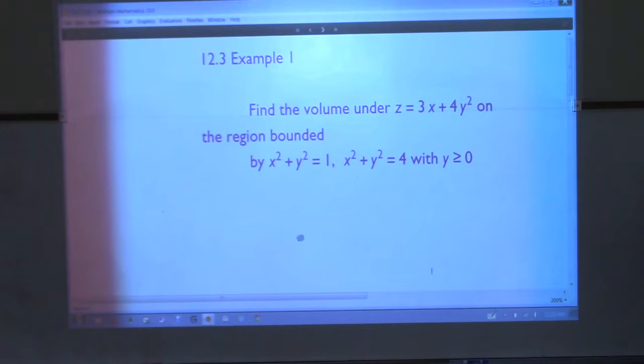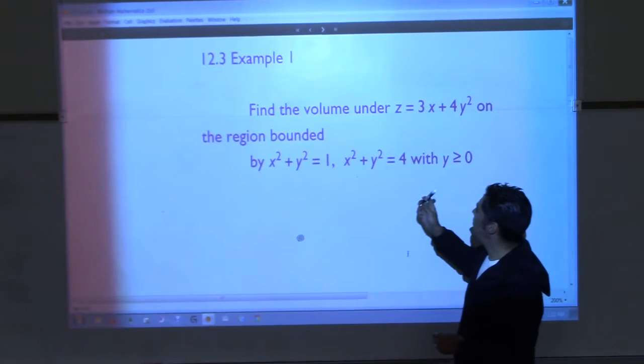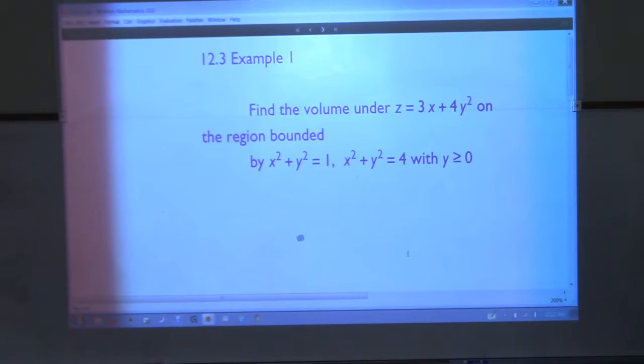All right, first example. Find the volume under z equals 3x plus 4y squared on the region bounded by this, with y being greater than 0.